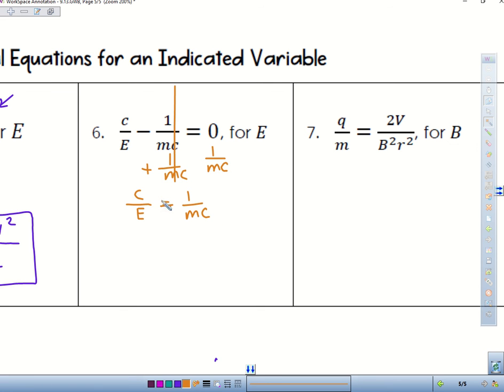Now, what operation can we do with fractions when they are equal to each other? Anyone remember? Cross multiply. Very good. You can cross multiply if and only if what is between them is an equal sign. So that gives me E equals mc squared.